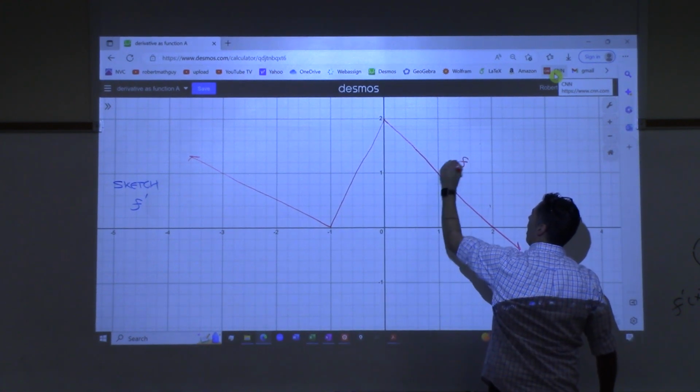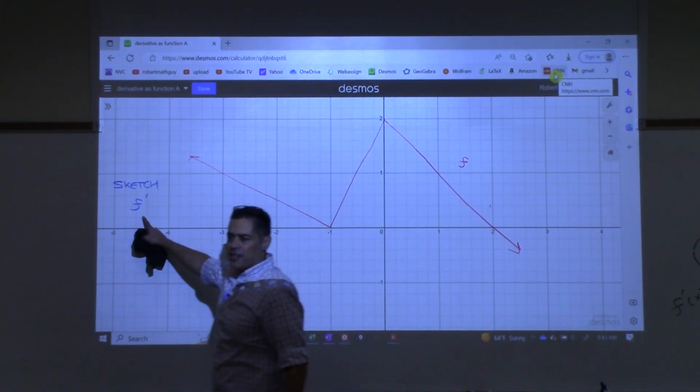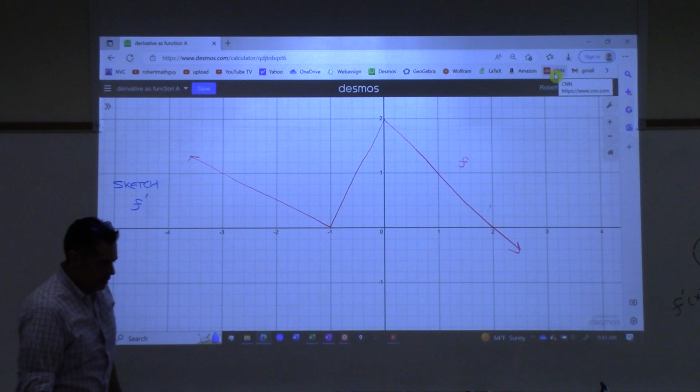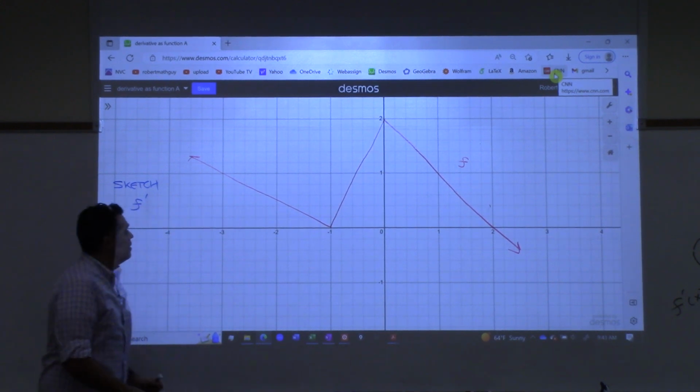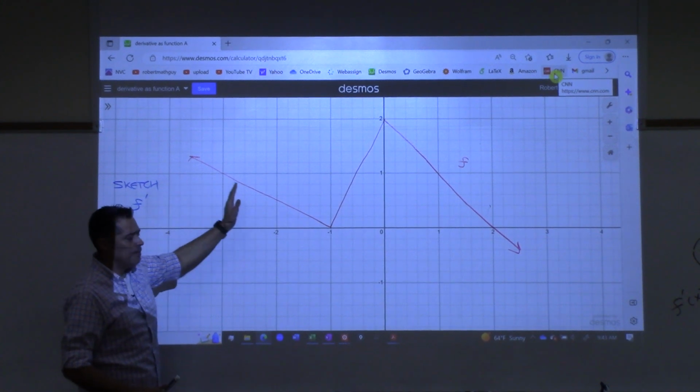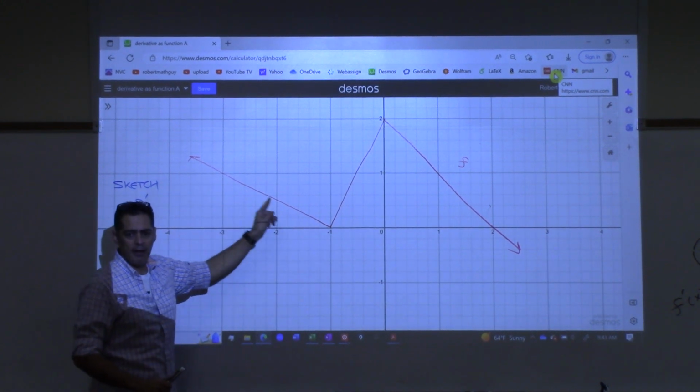This is the function f. I want you to sketch the derivative. All right, sketch the derivative of this. So let's start with this piece over here, right? This piece here. This is a straight line segment, right?